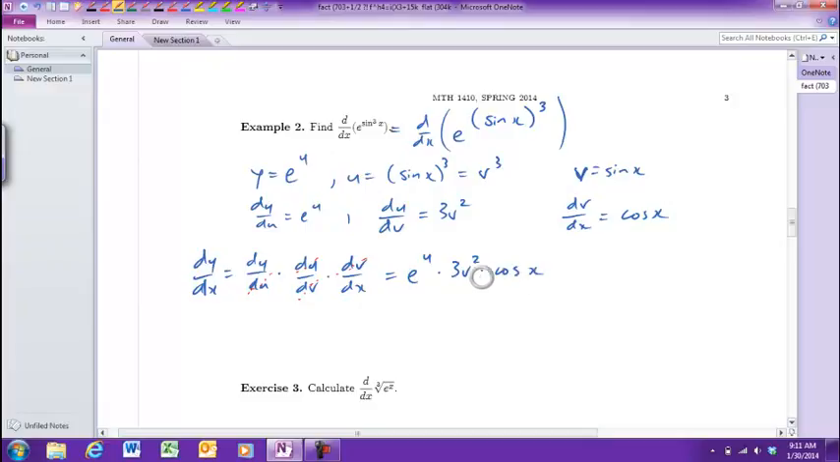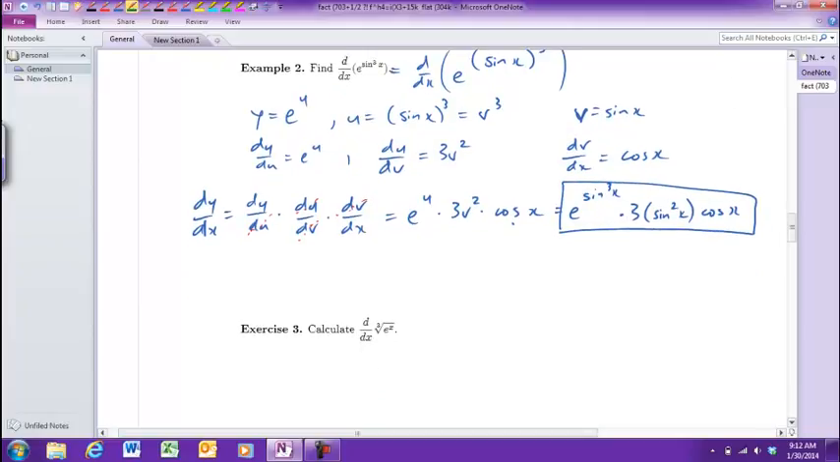But as I said before, I want everything to be in terms of x, not in terms of u and v. So e to the u, my u is sine of x cubed, so I can write sine cubed x for my u. My v is equal to sine of x, so this becomes a 3 sine squared of x, and then the cosine x is just cosine x. And that's my answer.